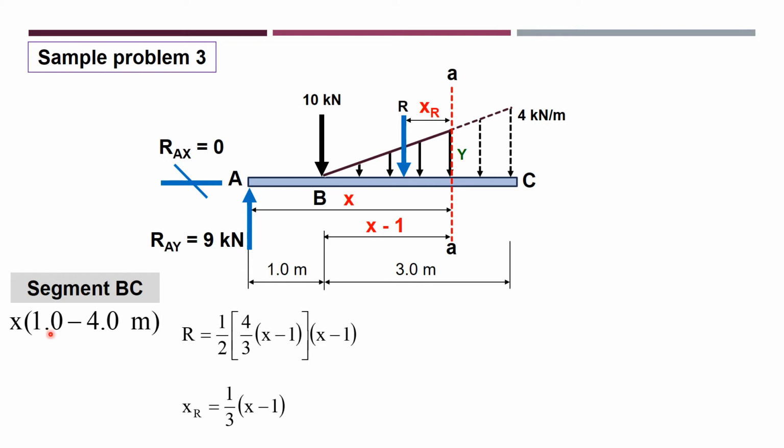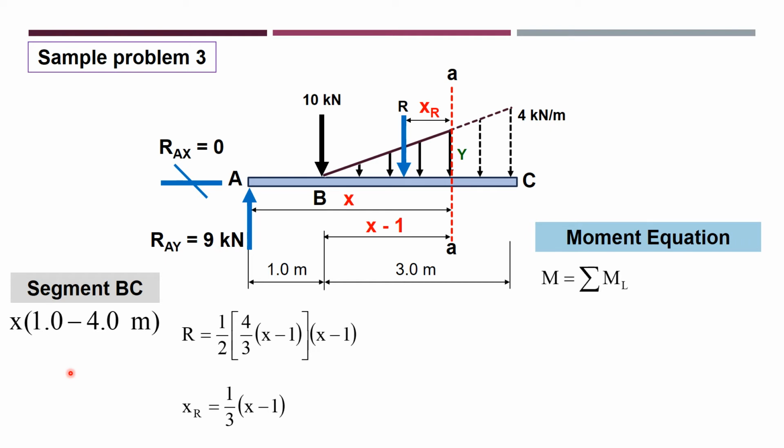For the moment equation for segment BC, we will sum up all the moments to the left of cutting plane AA. So again, we have these three vertical forces with their moment arms from the cutting plane. So we will just sum up their moments. We will consider clockwise moment mula doon sa point of application ng force hanggang doon sa cutting plane AA. So clockwise moments are positive, counterclockwise, negative.